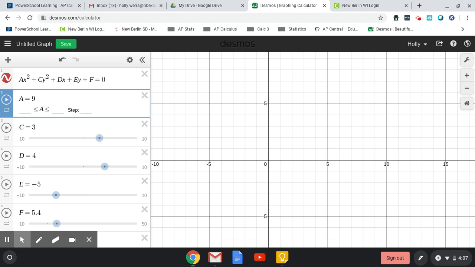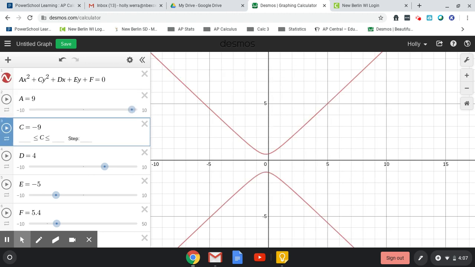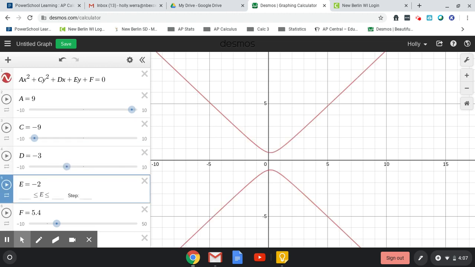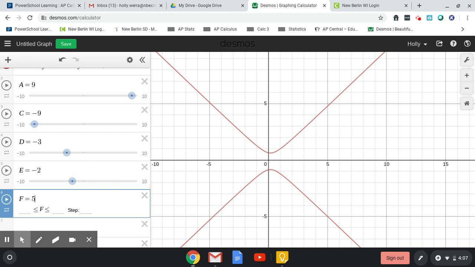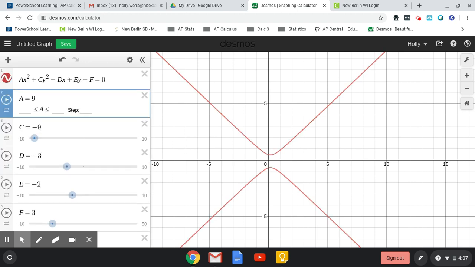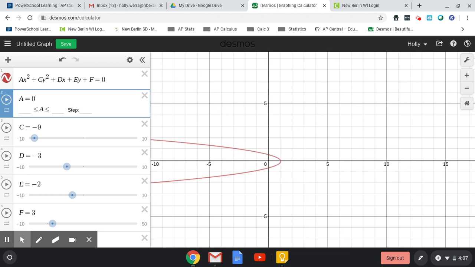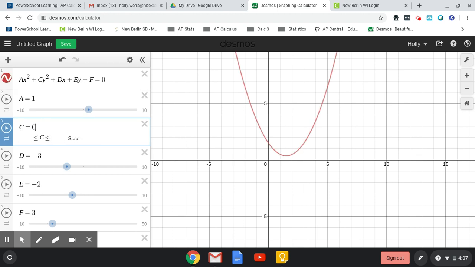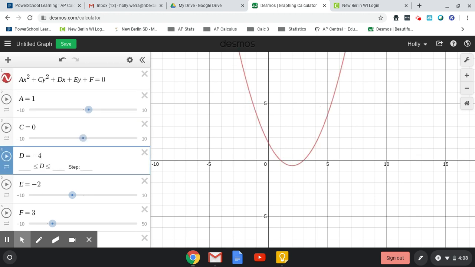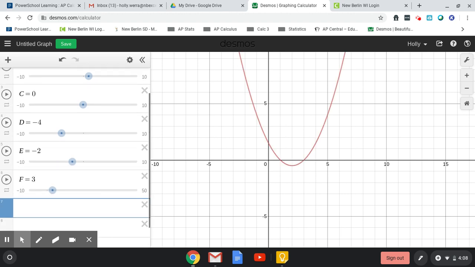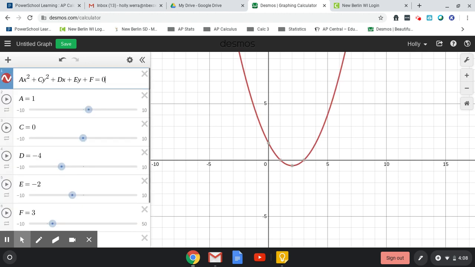So our 9x squared minus 9y squared minus 3x minus 2y plus 3. Oops. Okay, there's the hyperbola that we were expecting, and it's not degenerate, so we got it. Okay, C, we have 1x squared, 0y squared, minus 4x, minus 2y, oops, I already had it there, plus 3. We've got our parabola, as we had suspected. Okay, so we're good with that.